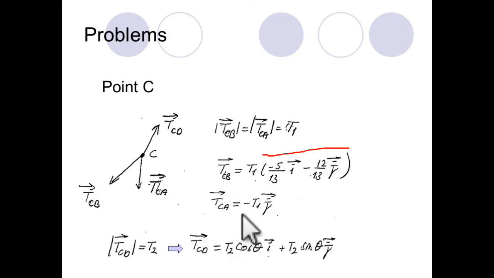Okay, so we know the TCA. Let's write the force, the tension in the cord CD. Let's say that its magnitude is T2. Remember that this angle is theta. CD makes an angle of theta with the horizon or x-axis. As a result, it is T2 multiplied by cosine theta i vector plus T2 multiplied by sine theta j vector.